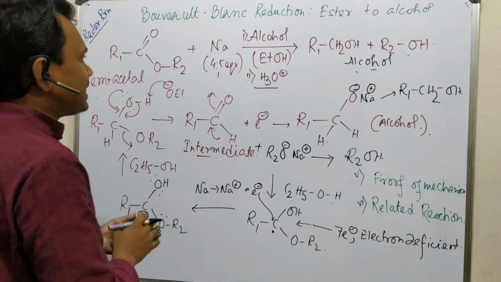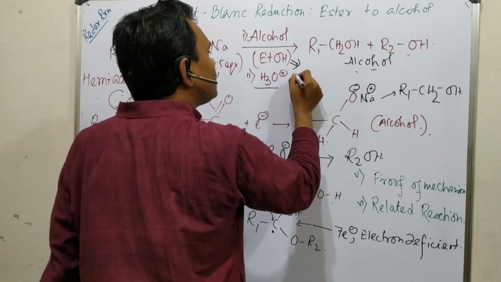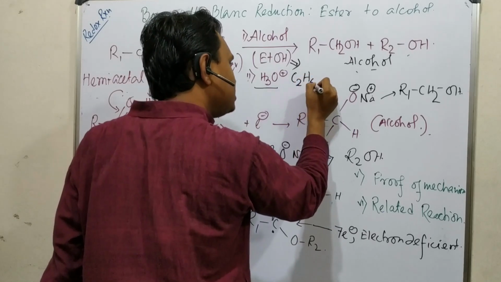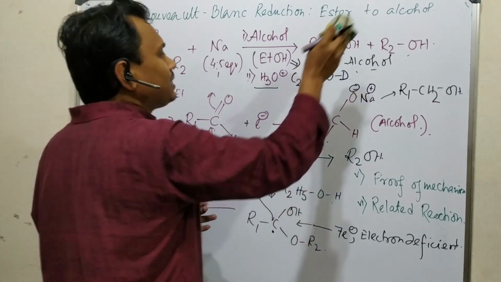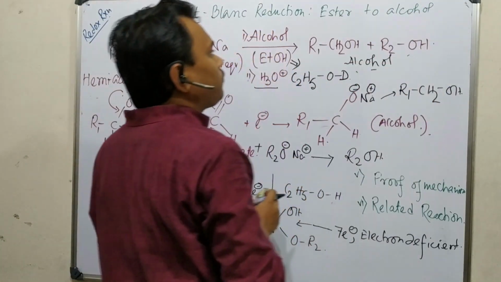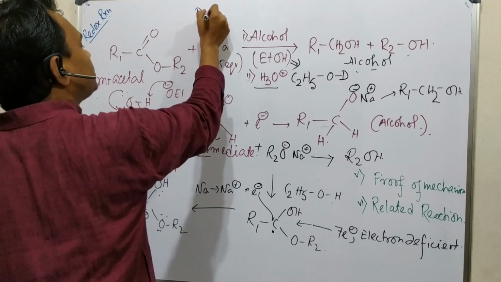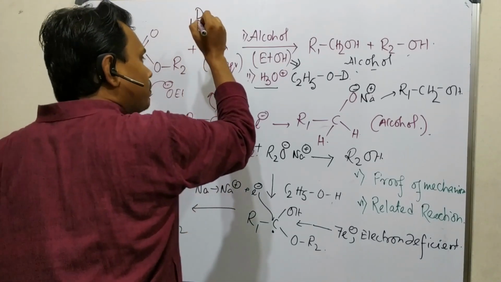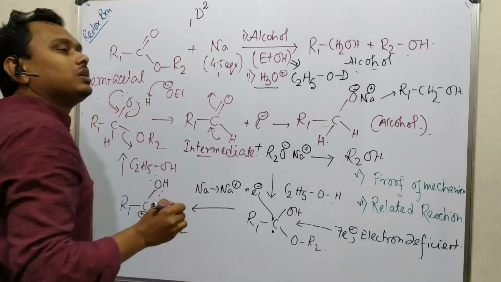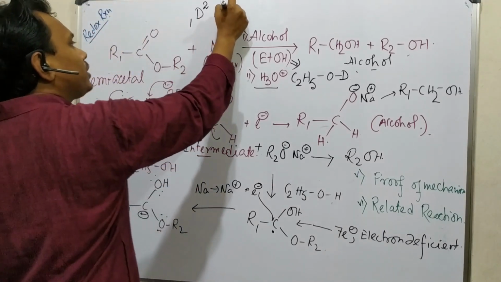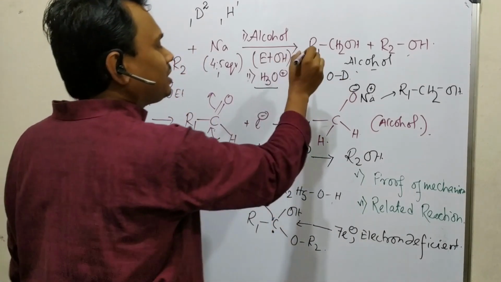So the proof is that instead of ethanol, if we use deuterated ethanol, C2H5OD, what do I mean? This deuterium is nothing but an isotope of hydrogen. This D, deuterium, has one proton and its mass is 2 because one neutron is there, as compared to hydrogen, which is 1:1. So this is deuterium. If we use deuterium, ultimately what do we get?